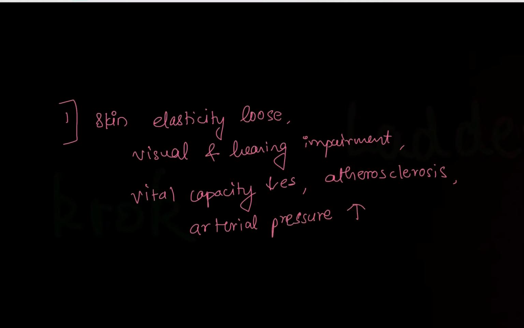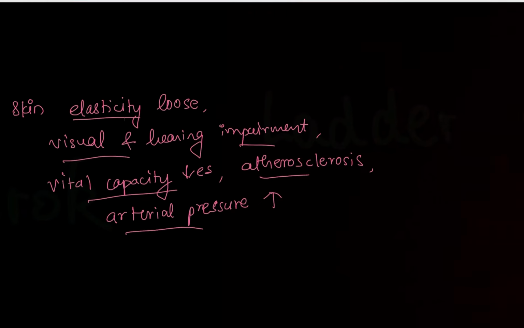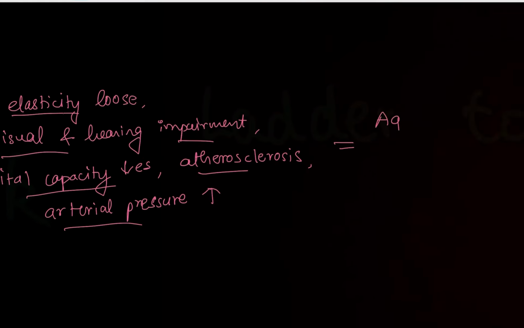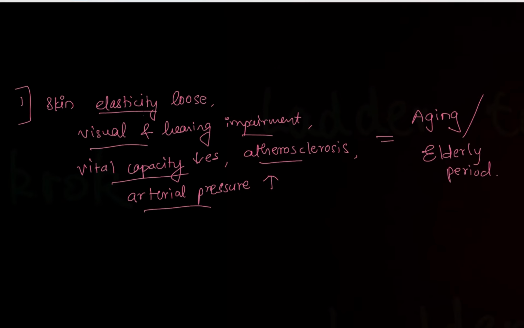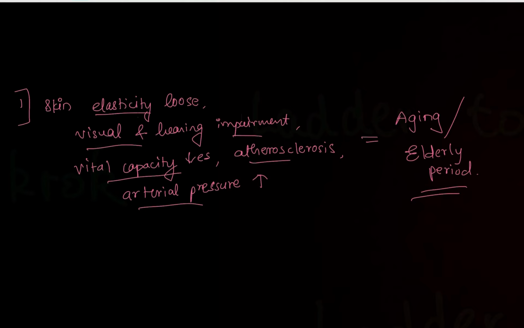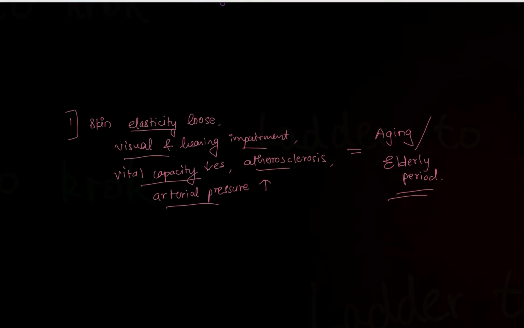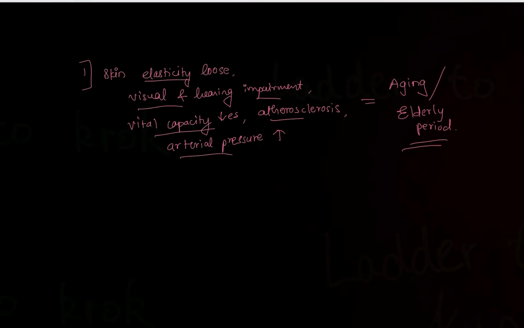So all these features which I told you belong to when a person is aging or going towards older age. So we call it aging, or we call this the elderly period. So they'll give you a bunch of these features. Sometimes they give skin elasticity loose, arterial pressure high, vital capacity decreases. Sometimes they'll give other features. Okay, so you should know what all happens in the elderly period. Okay, so that's all for this video. Important points I have covered regarding this Kroc.